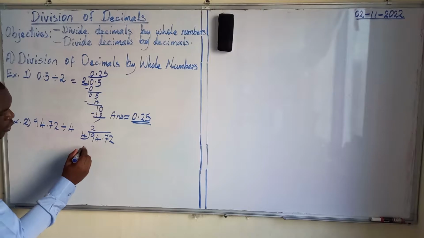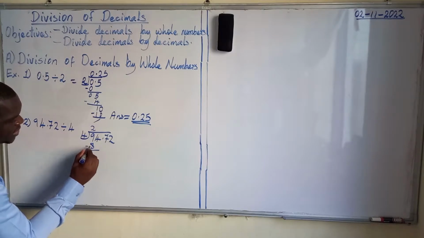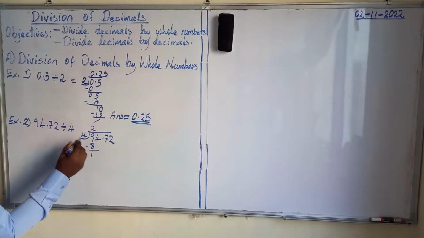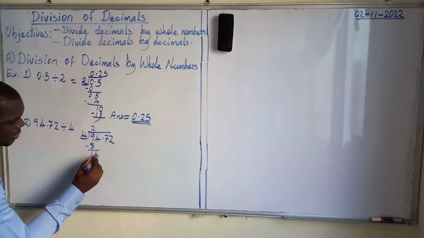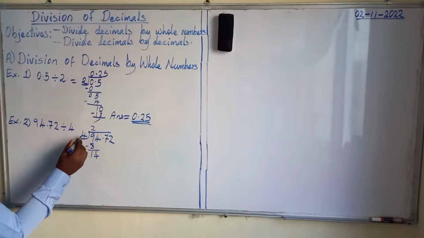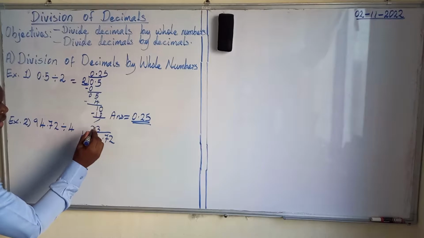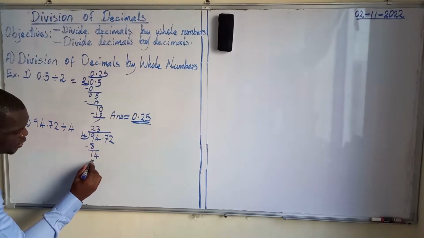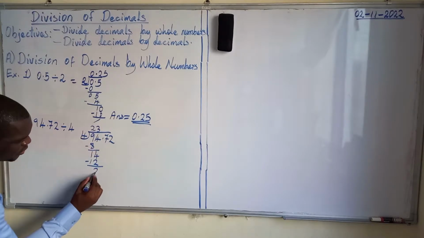9 divided by 4 is 2. 2 times 4 is 8. And if you find the difference, it is 1. 1 cannot divide, so you bring down 4. It becomes 14. 14 divided by 4 is 3. And 3 times 4 will give 12. Find the difference here, you have 2.